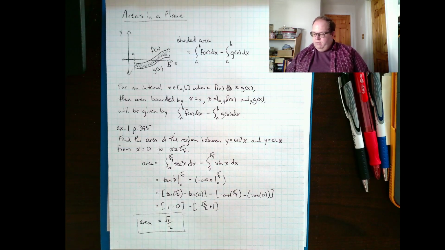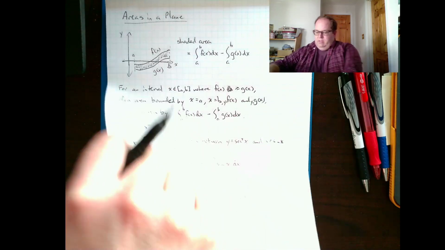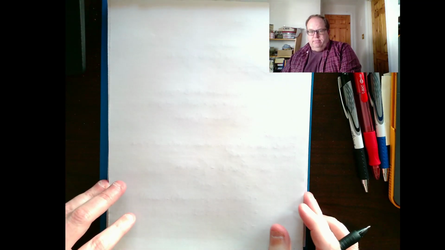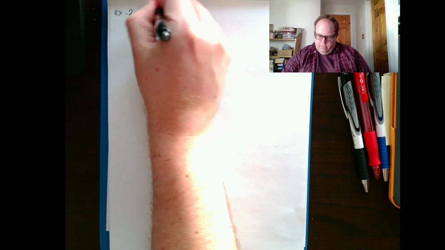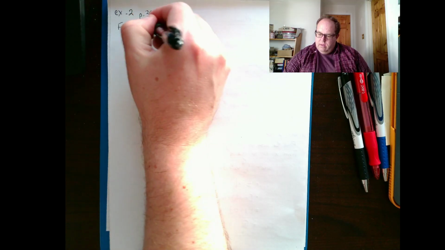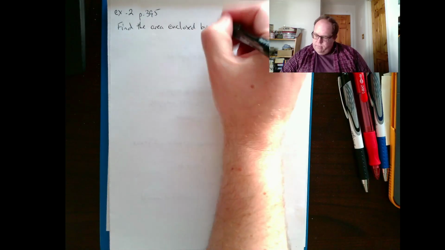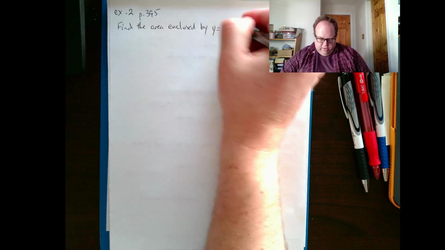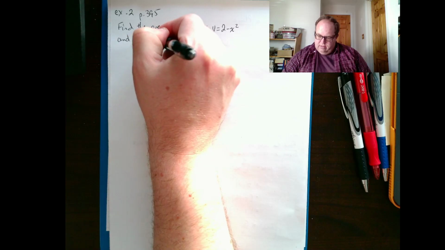Now, sometimes you might have to work out what the boundaries are yourself, as opposed to being given them. For instance, let's say that you've got Example 2 on page 395, and you're asked to find the area enclosed by y equals 2 minus x squared and y equals negative x.